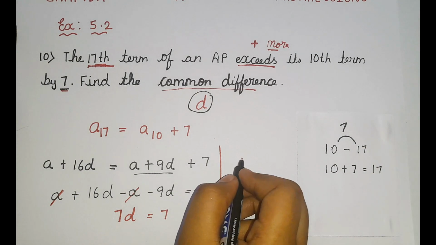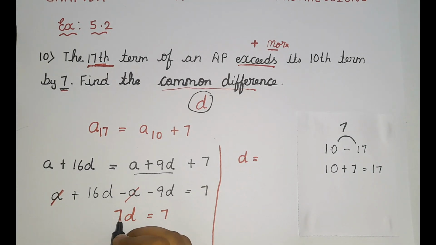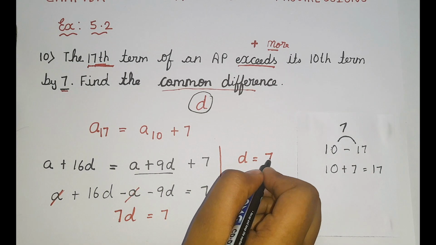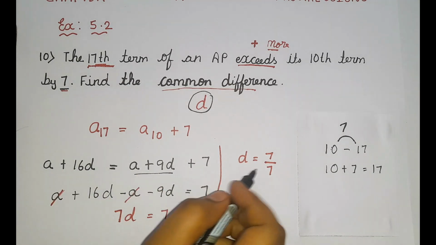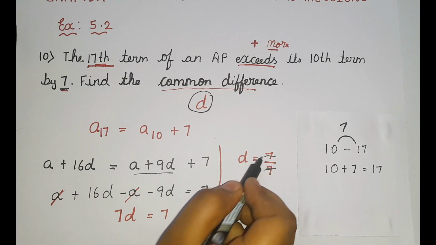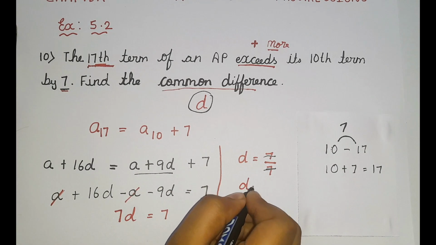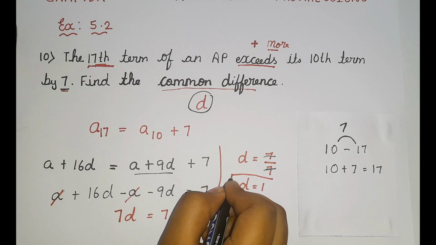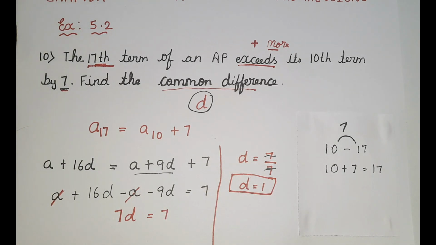Now d is equal to, when I get this 7 to this side, here it is in multiplication, so when I get it to this side, it changes into division. So 7 divided by 7, now we can cancel it. So d is equal to 1. This is the common difference. I hope you guys understood this.